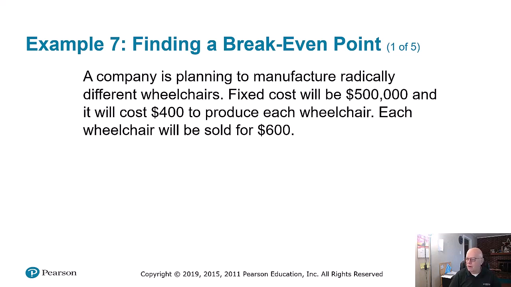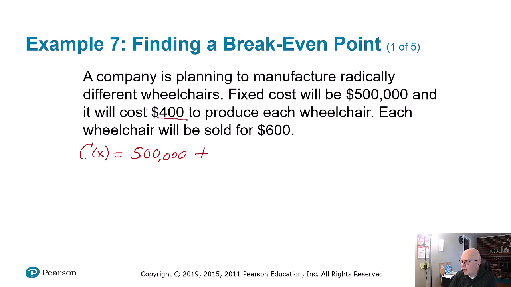So how does this work? Okay, you want to find the break-even point. First of all, the fixed cost is $500,000. You're talking about some serious money here. So first of all, what's the cost function? What are we going to have to pay? Well, before we produce any wheelchairs, we're going to have to pay that $500,000. Plus, well, it depends on how many wheelchairs. Each wheelchair is going to cost you $400.